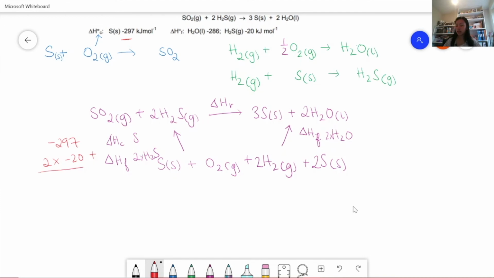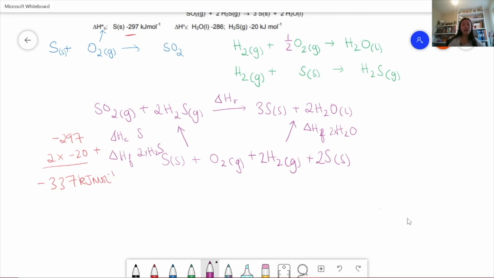And this turns out to be minus 337 kilojoules per mole. And now we work out this enthalpy of formation of the two waters. So we would do 2 times, and 1 water is minus 286. So we do 2 times this, and this equals minus 572 kilojoules per mole. And after we work these two out, we then have a look at the diagram and see how we can find this enthalpy change of reaction.